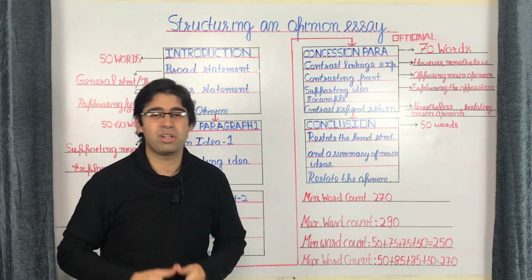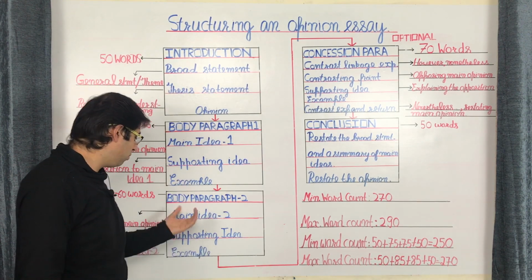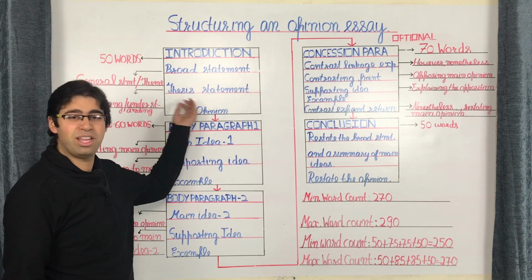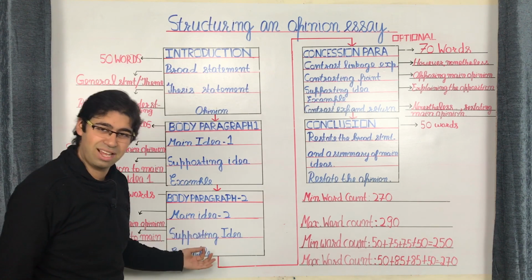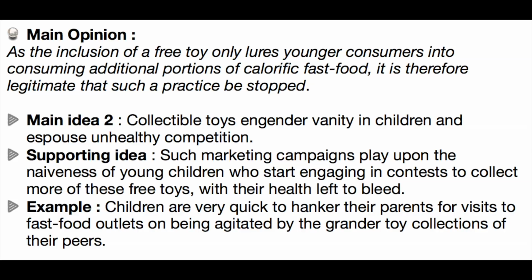So the structure of body paragraph 2 is an exact replica of body paragraph 1. You've got main idea 2, which this time is the second reason in support of the main opinion, followed by the supporting idea, and once again followed by the example. Let's just go ahead and have a look at a solution for body paragraph 2. So I'm sure you have the main opinion fresh in your memory.